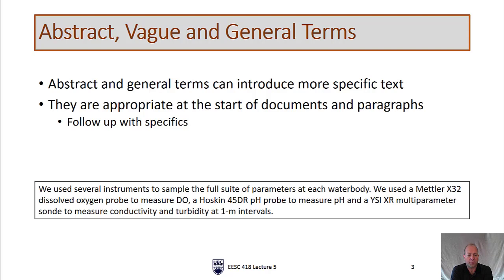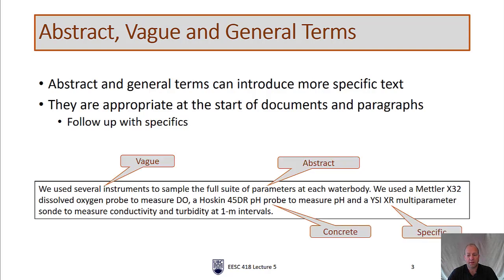So here's an example. We used several instruments to sample the full suite of parameters at each water body. We used a Mettler X32 dissolved oxygen probe to measure DO, a Hoskin 45DR pH probe to measure pH, and a YSI XR multi-parameter sonde to measure conductivity and turbidity at 1 meter intervals.